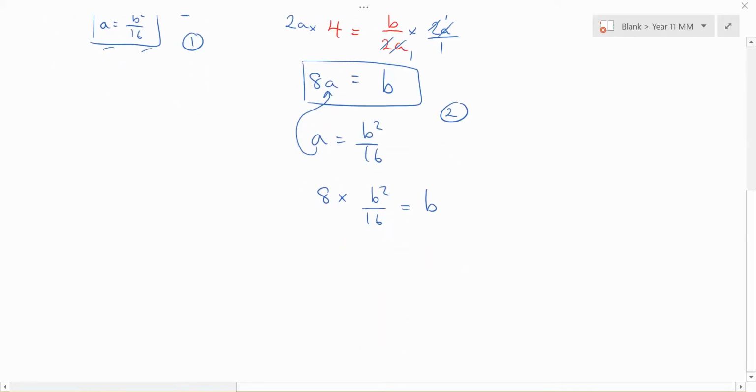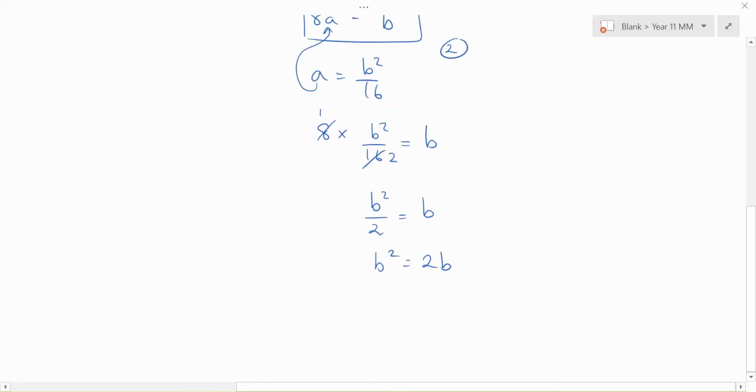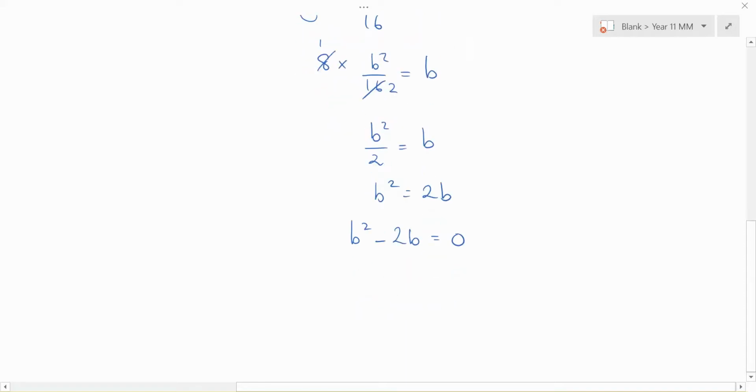8 and 16 becomes 1 and 2. So now you've got b squared over 2 is equal to b. If you multiply both sides by 2, then you get b squared equals 2b. Minus 2b from both sides, you get this nice equation, and that's using quadratics again.